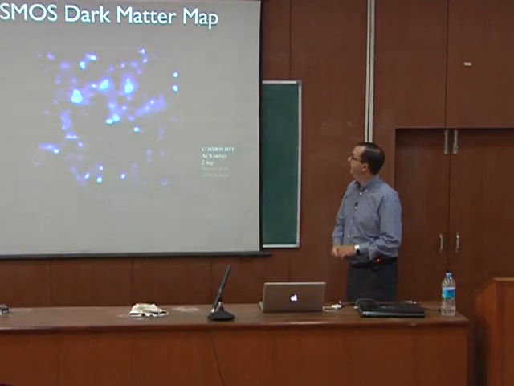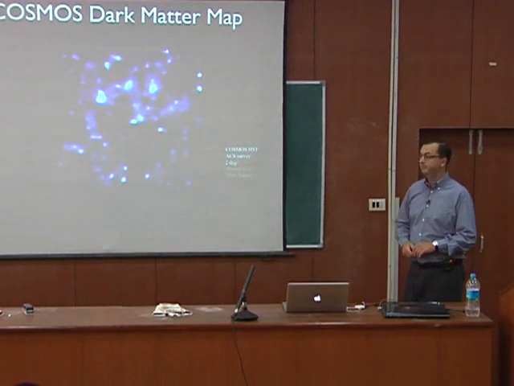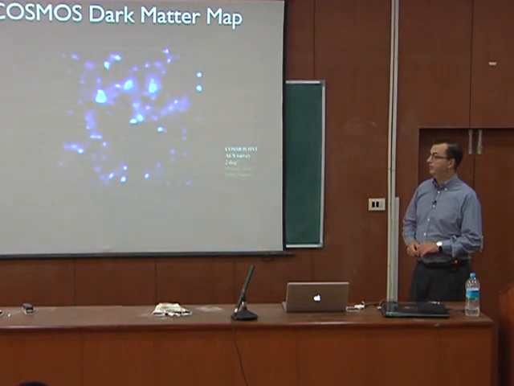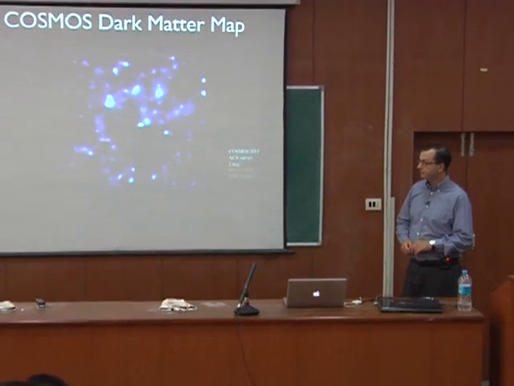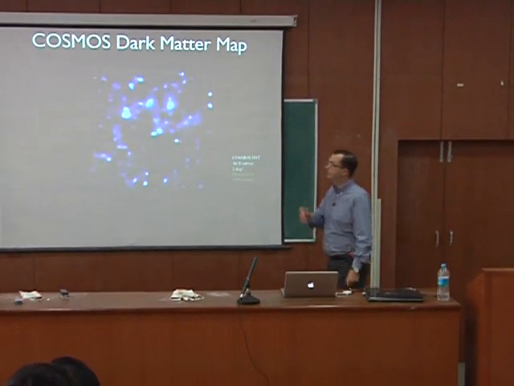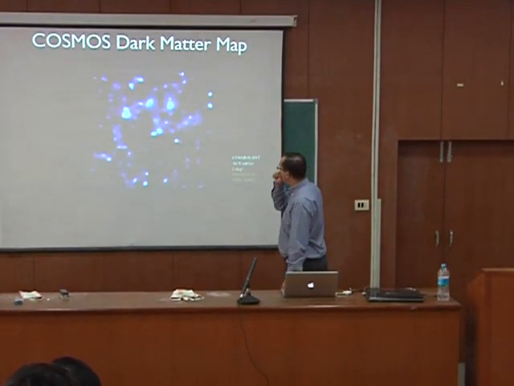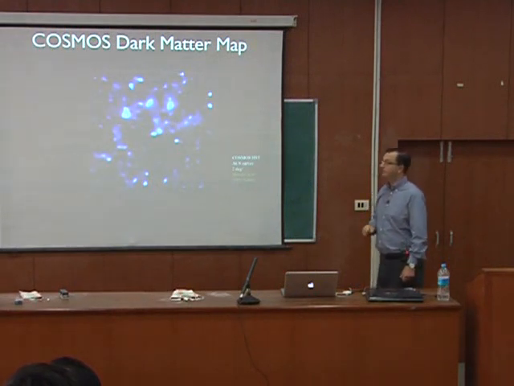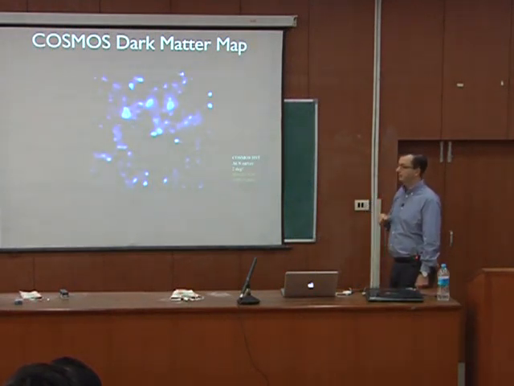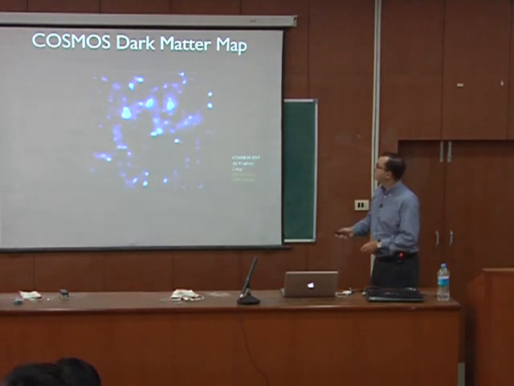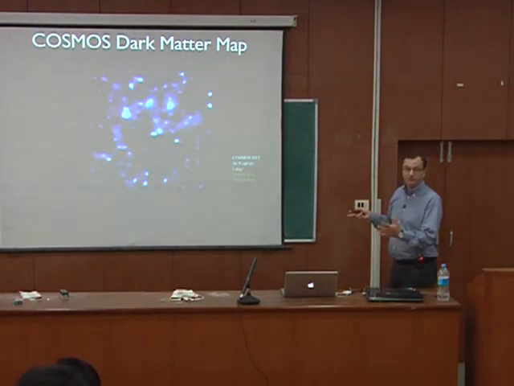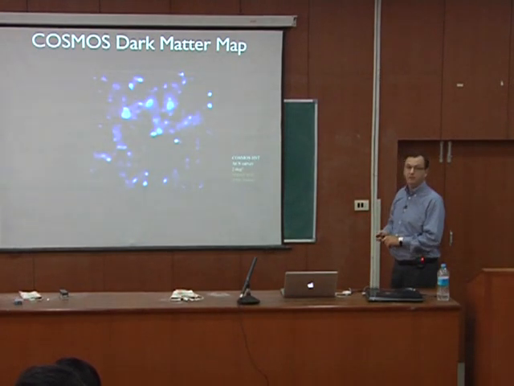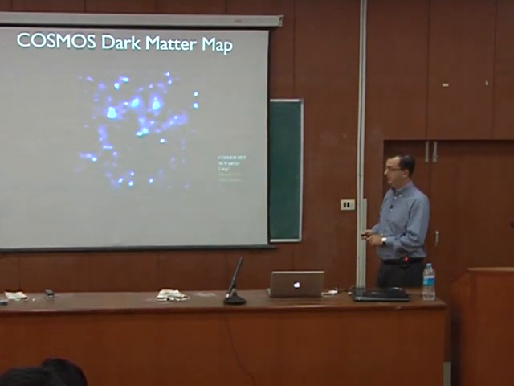So first, here is a mass map done with weak lensing. Let's wait a few minutes, you can probably see it better. All right, so this is not a simulation. This is a real mass map made with weak lensing. This was done with Hubble Space Telescope observations.